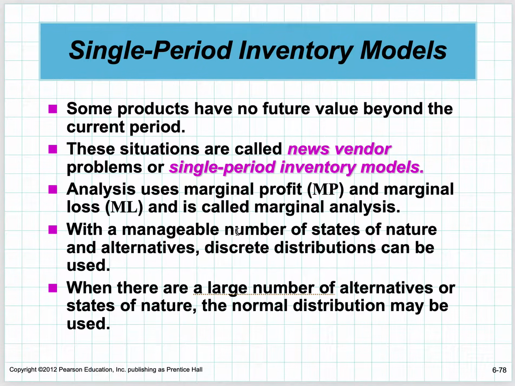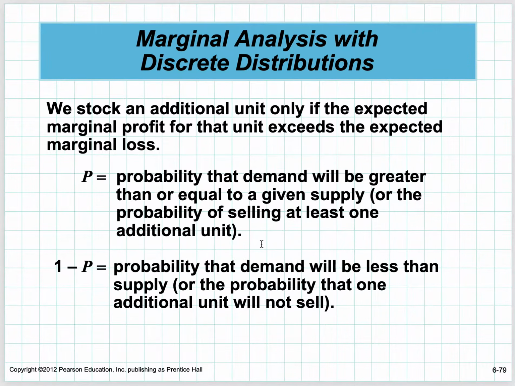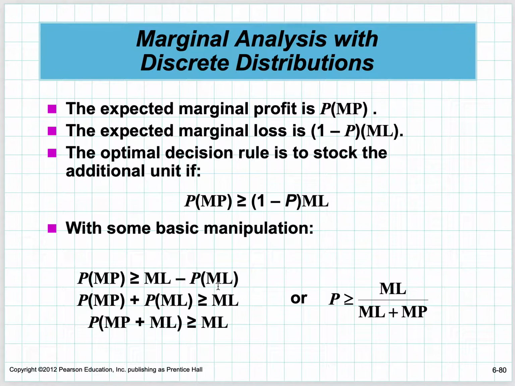With a manageable number of states of nature and alternatives, discrete distributions can be used. Where there is a large number of alternatives or states of nature, the normal distribution can be used. We're only looking at the discrete level here. We stock an additional unit only if the expected marginal profit of that unit exceeds the expected marginal loss. P is the probability that demand will be greater than or equal to the given supply, or the probability of selling at least one additional unit. 1 minus P is the probability that demand will be less than supply, or the probability of not selling that one unit. It's confusing until you see a picture of it.